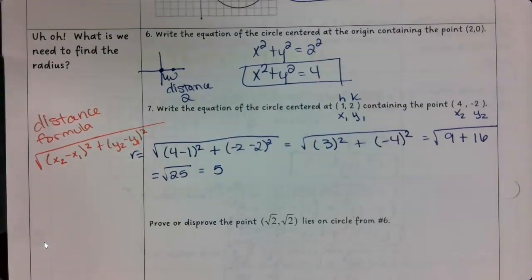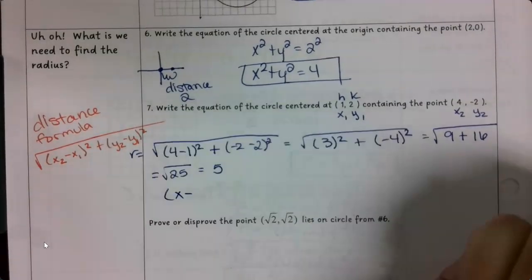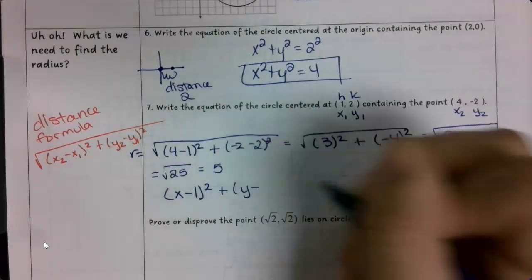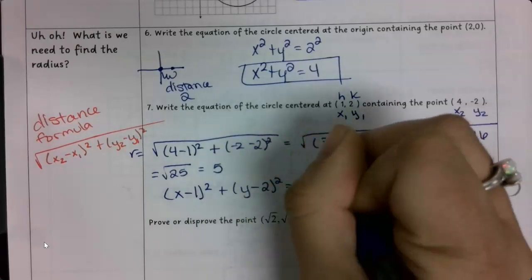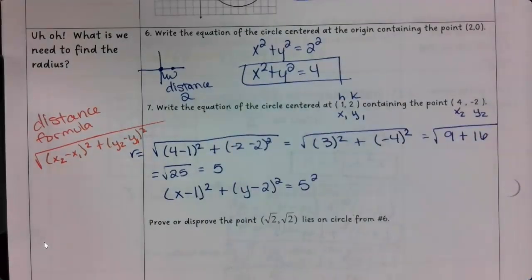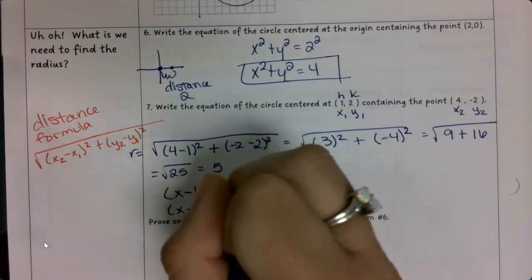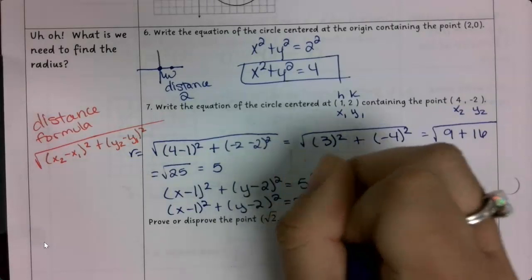Now I can plug into the formula. I'm going to have (x minus 1) squared plus (y minus 2) squared equals 5 squared. And then I just need to go ahead and square out my 5. Which gives us 25.